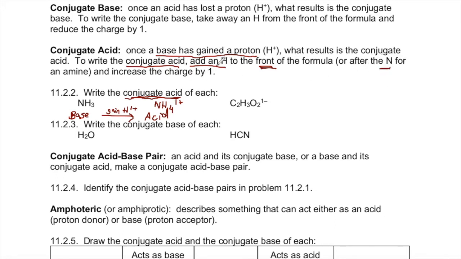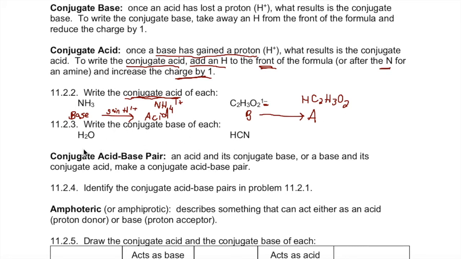And then once you've increased the number of H's, you also increase the charge by 1. That's what we did here. We increased the number of H's and we increased the charge by 1. So to make this base into its conjugate acid, we have to add a proton. This is not an amine, so we do put the H at the front. And then we increase the charge by 1. So instead of having a -1 charge, this now has a 0 charge, which we don't have to write.